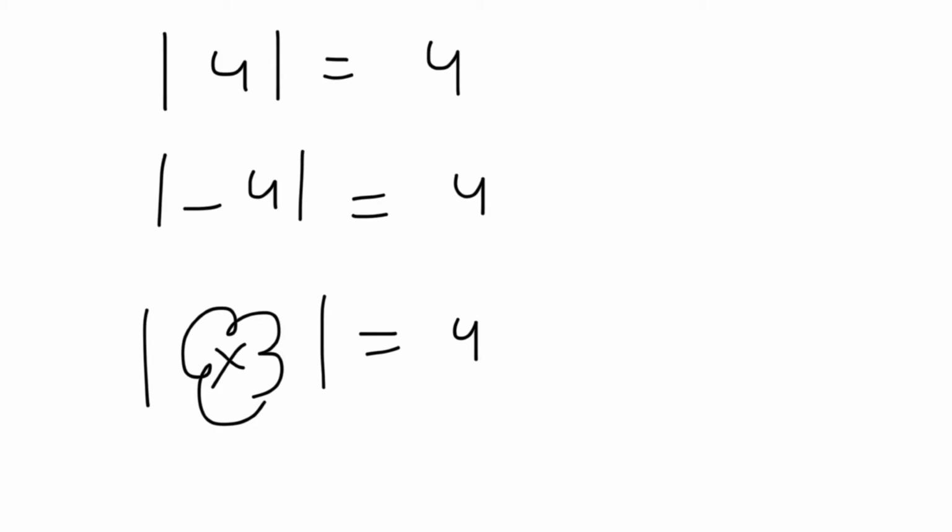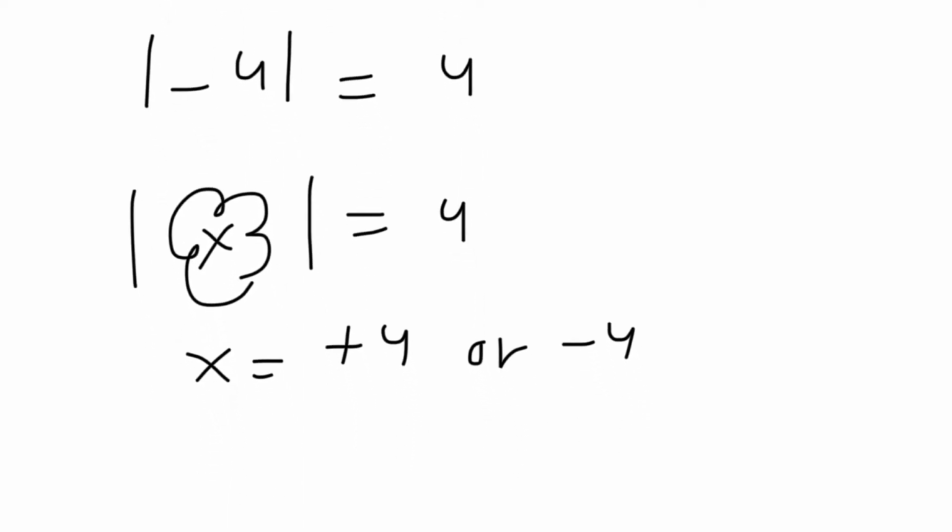I'm telling you it's equal to 4. So what could be x? 4 or minus 4. So now you understand that x can be 4, positive 4, or minus 4. Sometimes we write it like that, and sometimes we write it as x equals plus or minus 4. That's another way of writing it. Plus or minus, that's how you read it. You can write it like this also.